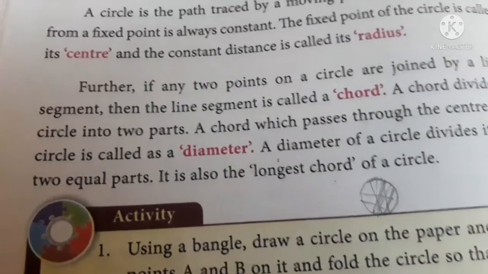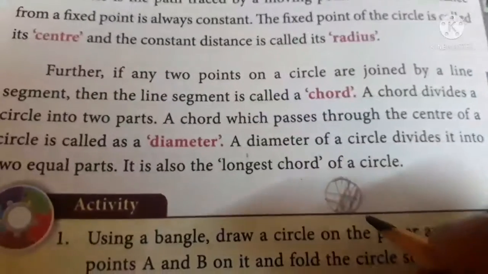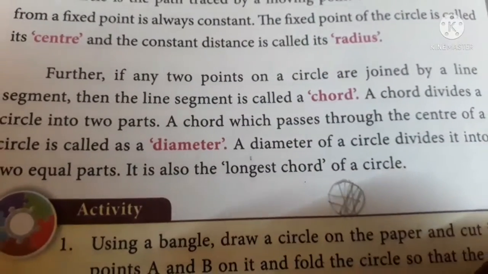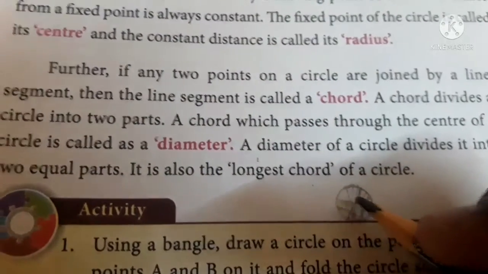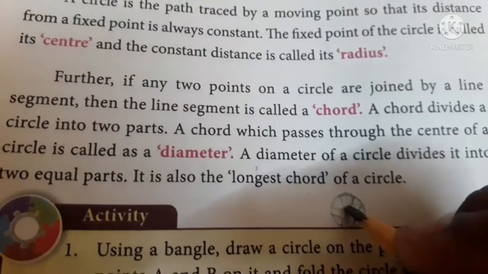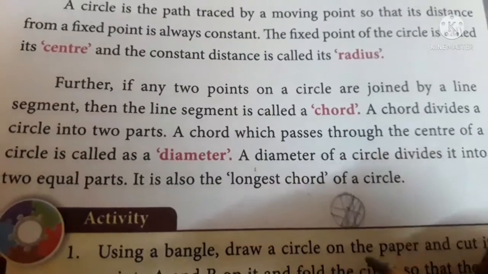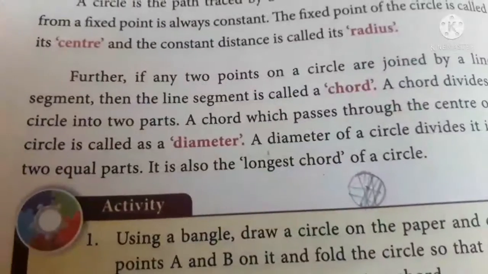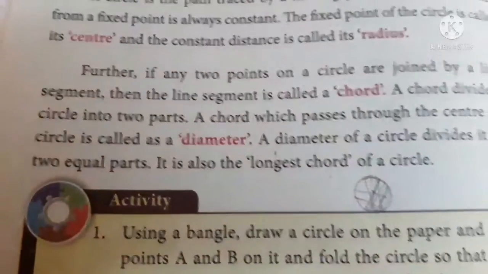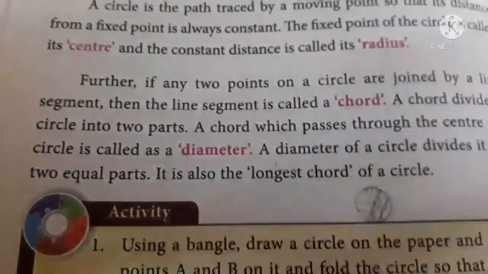Any line which joins two different points in a circle will be called a chord, but when the line joining two points of the circle passes through the middle point, that is the center of the circle, then it will be called a diameter, right?